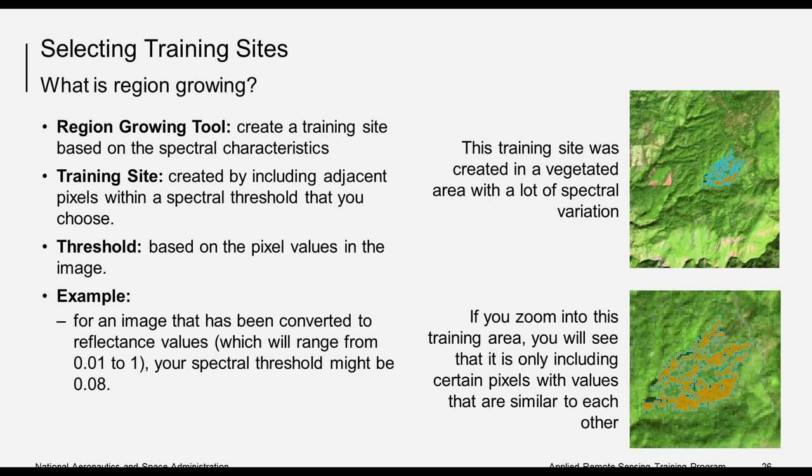So, for example, an image that has been converted to reflectance values, which range from 0 to 1, may have a spectral threshold of 0.01 or 0.04 or 0.08, something like that. You want to make the threshold small enough so you are only including pixels of interest, but you also want to make it big enough to include an adequate number of pixels. So these are all things that we'll play around with using QGIS, and you'll see the difference between choosing a smaller threshold versus choosing a larger threshold.